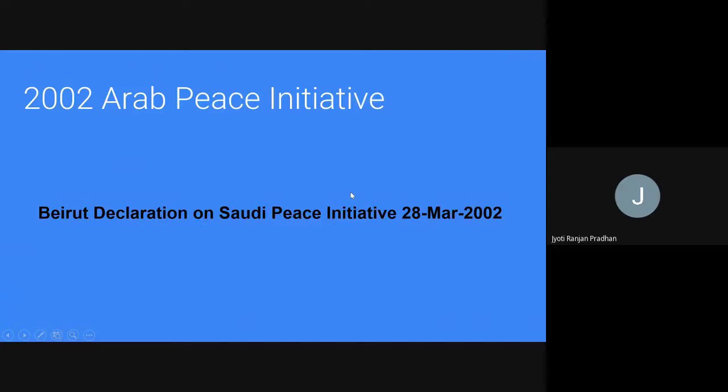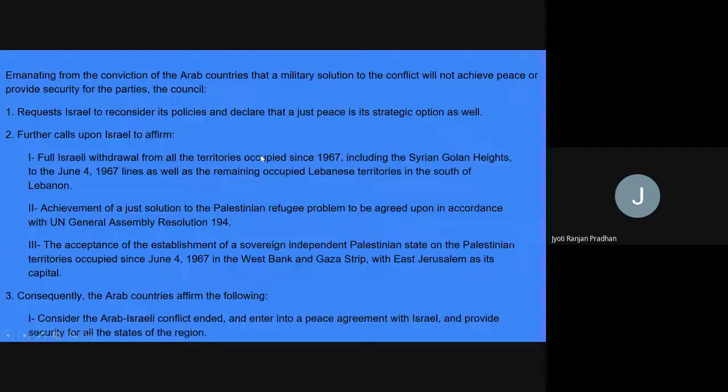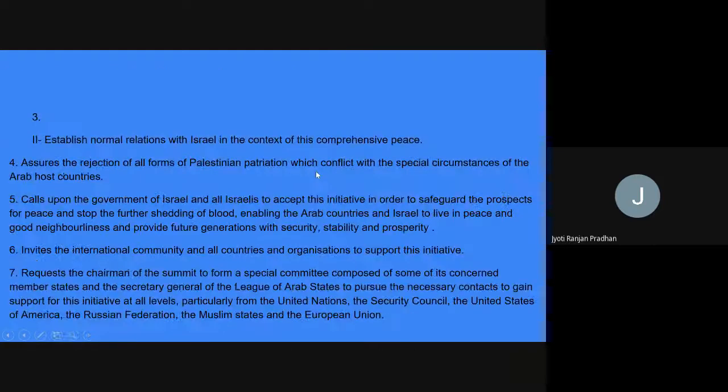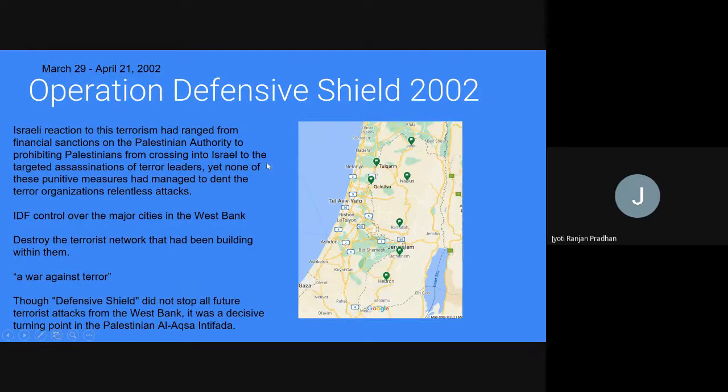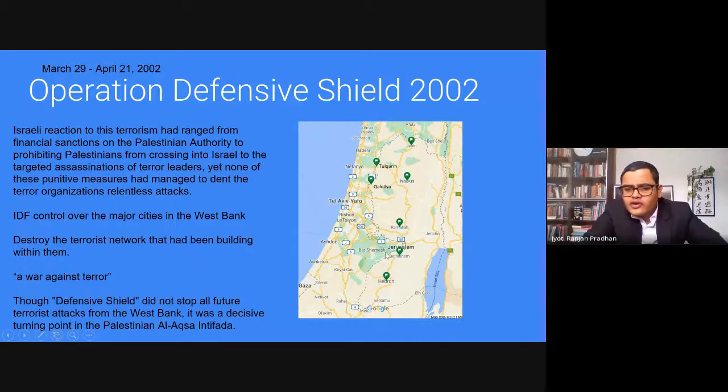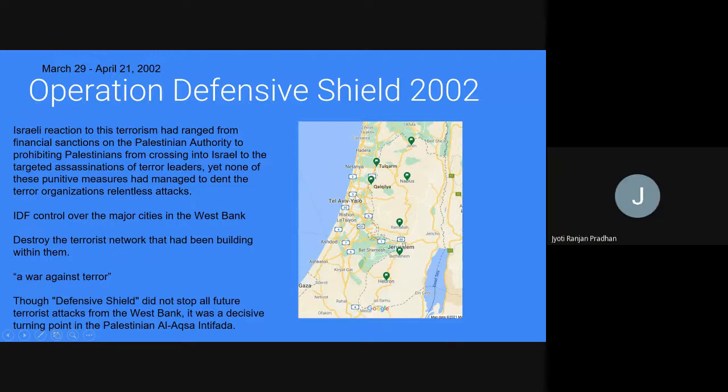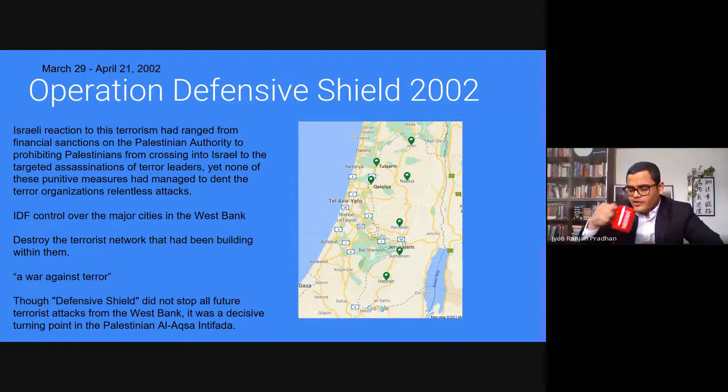The Arab side under Prince Saud, the Saudi Crown Prince back then, the predecessor of current King Salman, initiates a 2002 Arab peace declaration in Beirut. But not much comes out of it. Instead, Israel goes ahead with Operation Defensive Shield in 2002. You see on the map, there are some major cities. These are all in Area A. Please ignore Hebron here. The other cities that I mentioned here, Nablus, Jenin, Tulkarm, Kalkilia, Bethlehem, Ramallah, this is where the Israelis send in their troops in 2002 to break the back of the terror attacks. Because this is where many of the attackers are coming from.